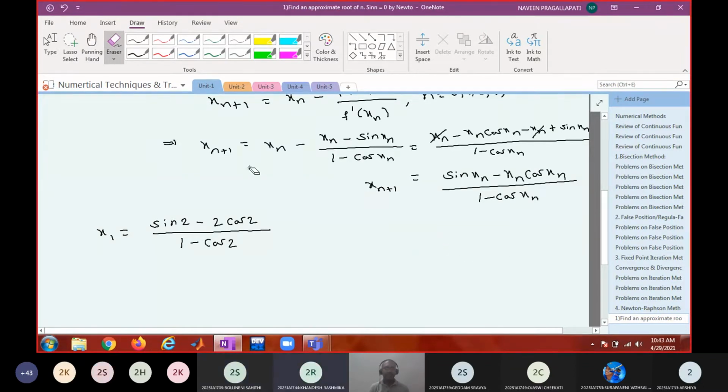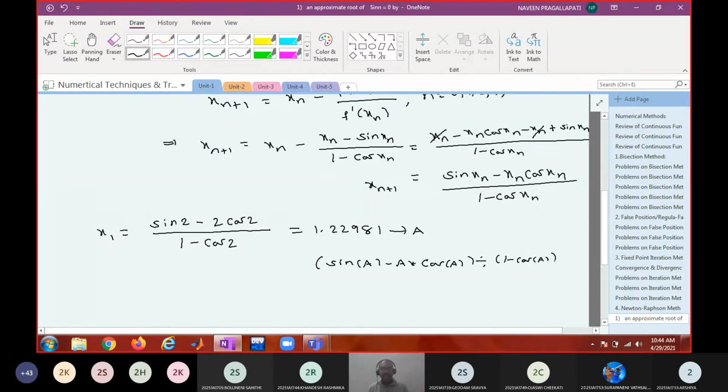1.22981. You store this value in the variable a, so that for the next iteration it may be easy to do the calculations like this: sine a minus a cos a divided by 1 minus cos a. In that way it will be easier. Instead of writing the decimal values every time, you store this value in the variable a and do the subsequent calculations.